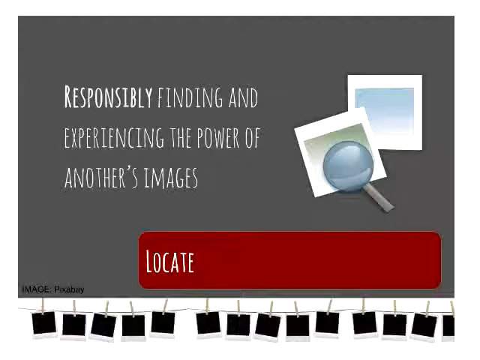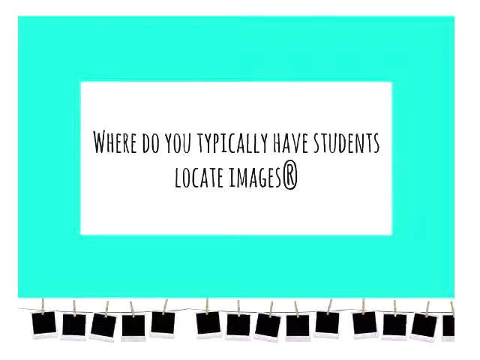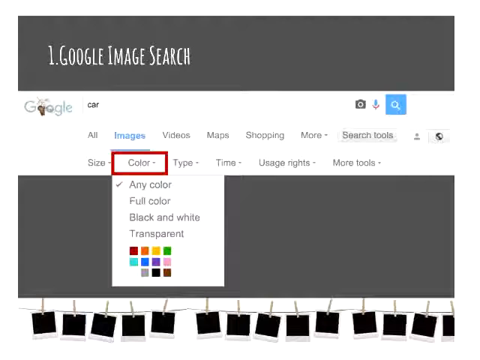So let's talk about locating. When we're talking about locating pictures, we're talking about responsibly finding and experiencing the power of somebody else's image. So where do you typically go to get pictures? When you think about it, many of you go to Google, right? You do a Google image search, and what you tend to do is just type in the name of an object and just copy and paste. But if we're trying to teach our students to be digital citizens and give credit where it's due, we may need to teach them some other tips when they're searching for images. It shouldn't be as easy as typing in the name of an object and then just copying and pasting it.